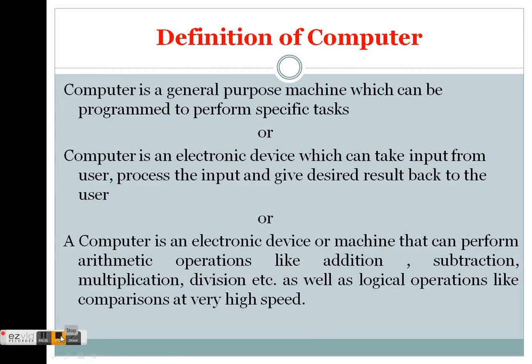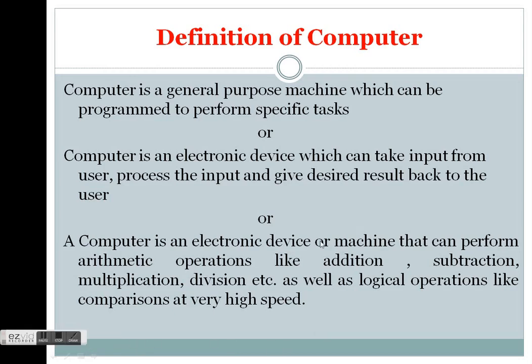It has been said that computer is a general purpose machine. Now, what does this mean? It means that the computer can be used for different purposes. For example, a computer can be used for entertainment, it can be used for education, the same computer can be used for business purpose, and the same computer can be used for designing purpose. So a computer is a general purpose machine.